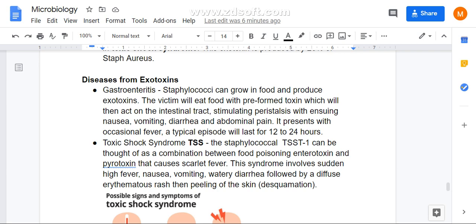Next one, toxic shock syndrome. The staphylococcal exotoxin TSST-1 can be thought of as a combination between the food poisoning enterotoxin and the pyrogenic toxin that causes scarlet fever, because TSST-1 causes both, right? So this syndrome involves sudden high fever, nausea, vomiting, watery diarrhea, followed by a diffuse erythematous rash, then peeling of the skin, also known as desquamation, of the palms and the feet.